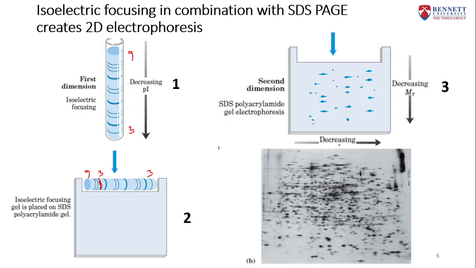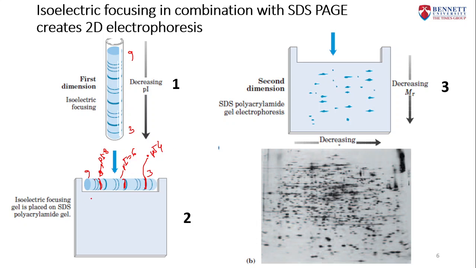Everything that is having pI 8 is somewhere here. Everything that has a pI of 6, that is here. Everything that has a pI of 4 is somewhere here, and so on. But this may or may not represent a singular protein. So this can be multiple proteins that would have that particular pI.